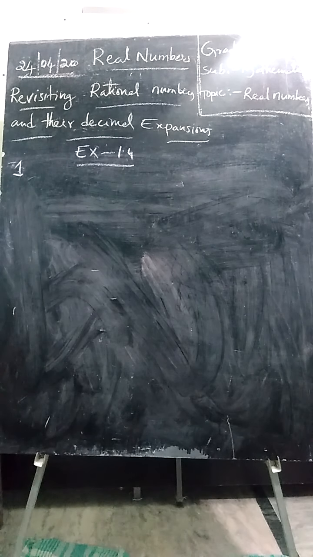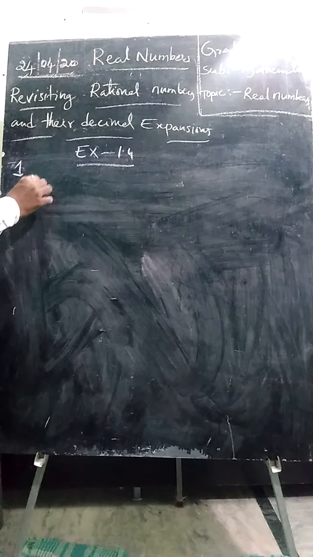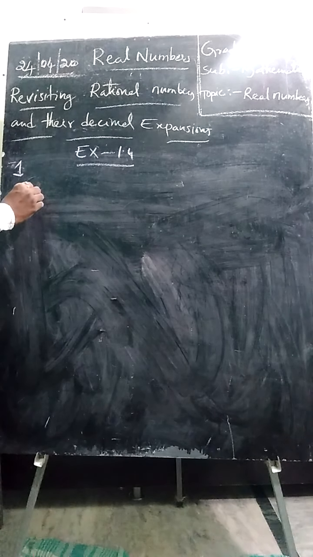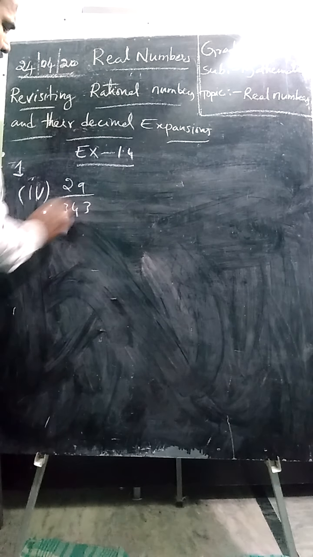So let us discuss some problems regarding this. Let us take one problem. Already the first bit is explained, the third is explained, so we will discuss first, third, fourth. The second you will get as homework. Now the fourth one, it is given 29 by 343.